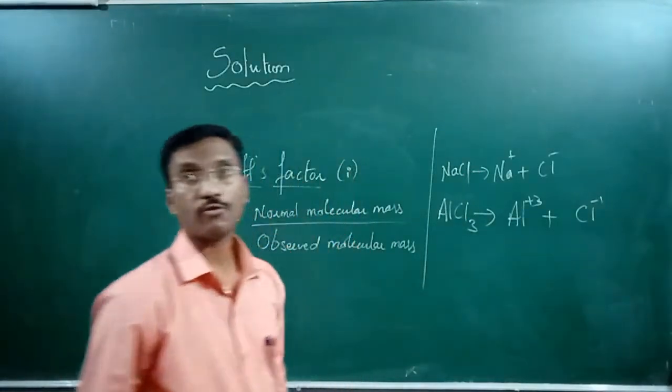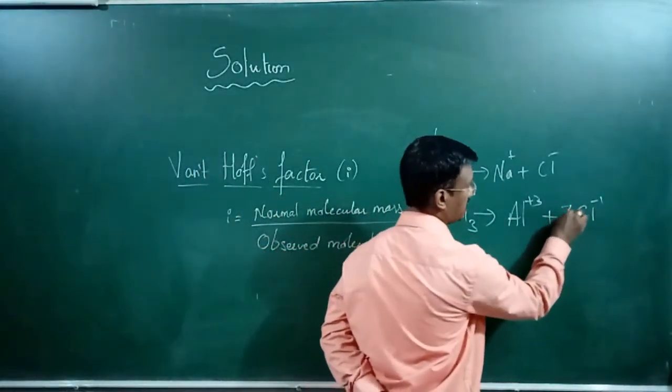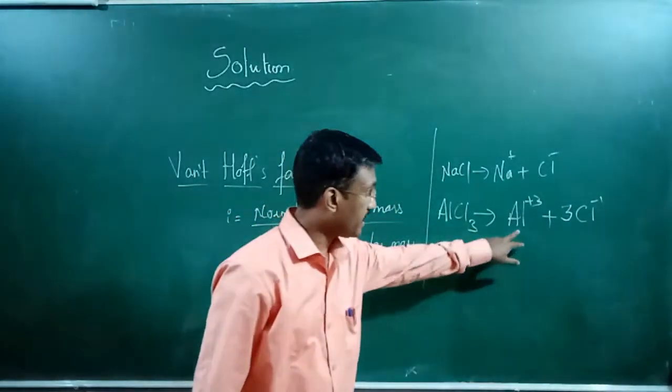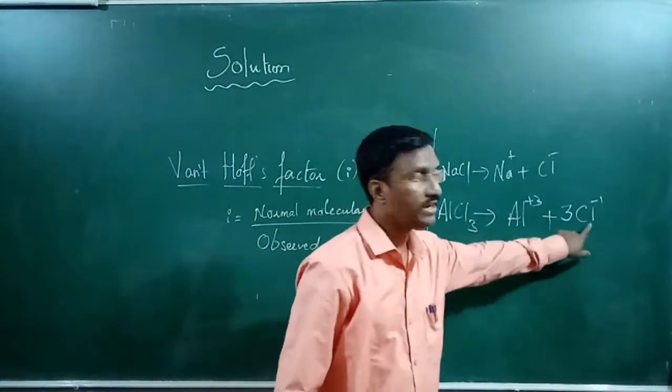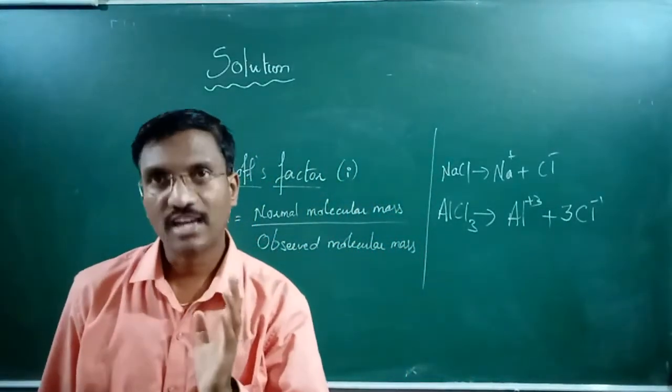But the number of chlorine atoms is 3 here. Can you see here? 3. Therefore, I am going to write 3. Look here, for the total number of ions, aluminium cation is 1 and chlorine is 3. Therefore, totally 3 plus 1. Total number of ions is 4.